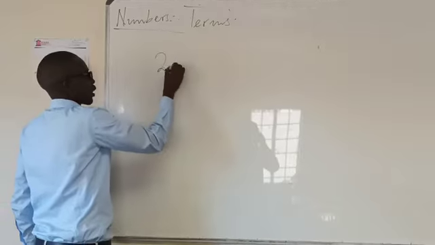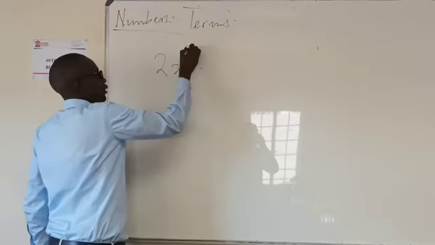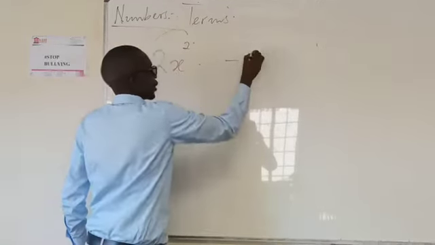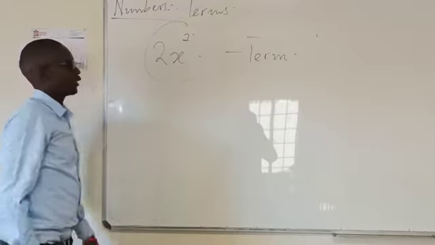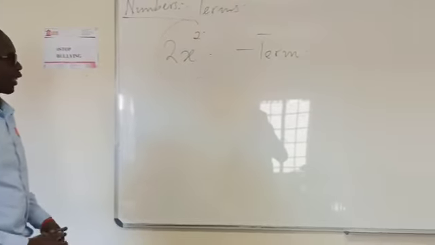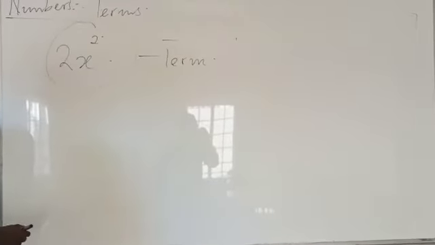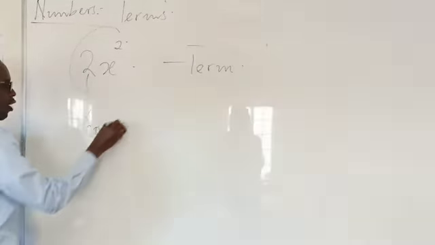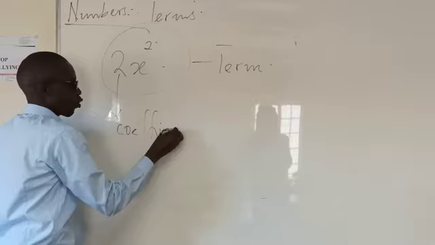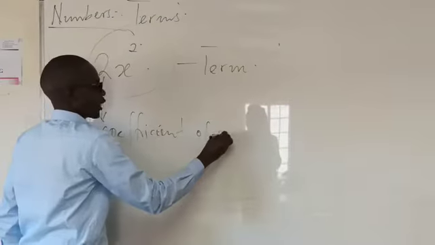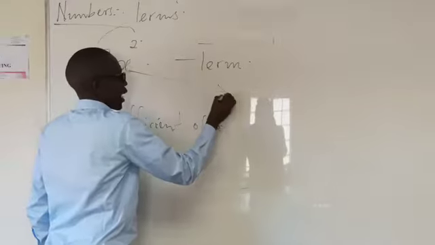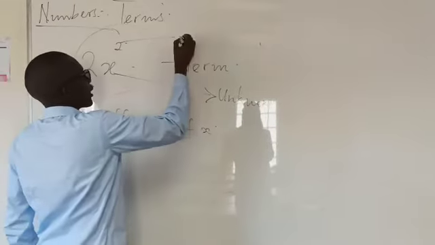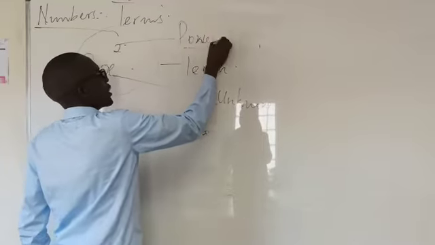I'm being given a situation where I'm writing something like 2x to the power of 2. This one is being referred to as a term. The 2 here is being referred to as the coefficient of an x. Then here is my x. I will say my x is referred to as the unknown. Then the 2 here, it is now being referred to as the power index.